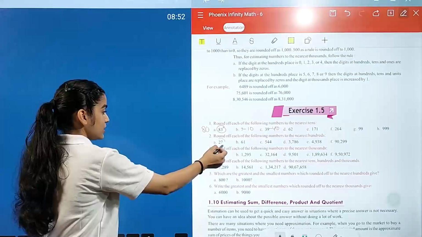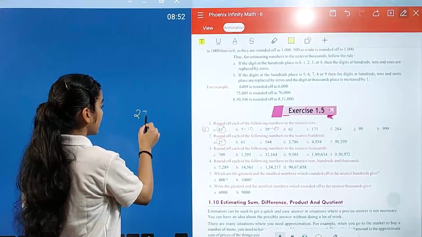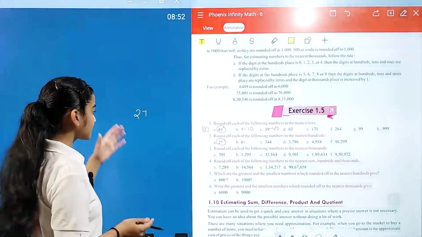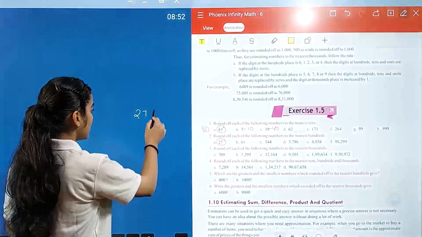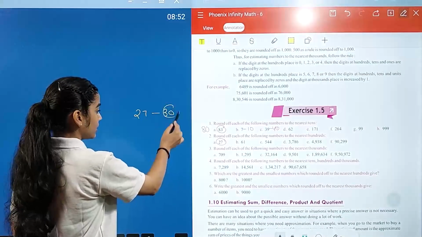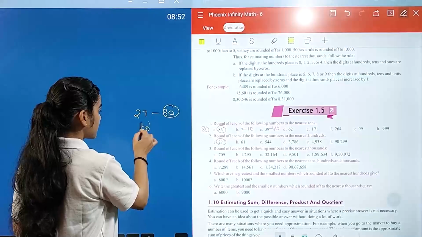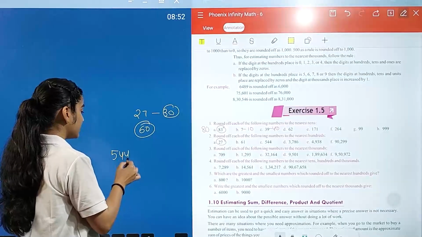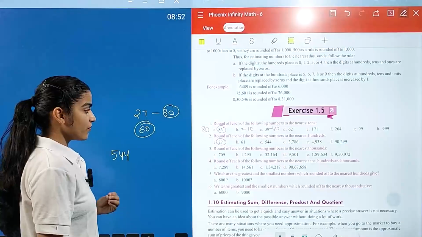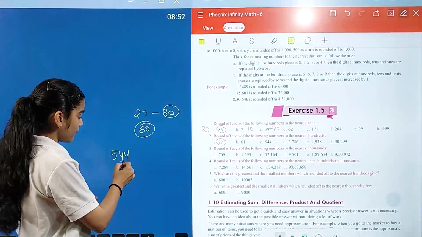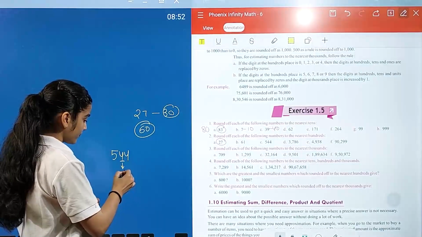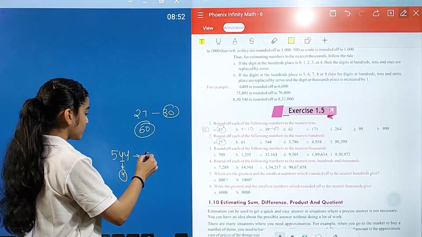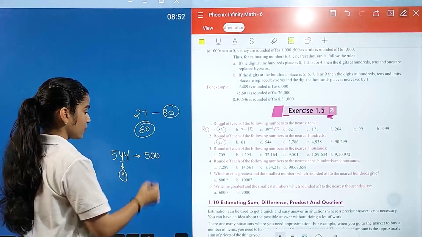We have 27. So 27 will lie between, at the tens place first, 20 and 30. So it would be 30. This would be 60. 544. Now you have to follow the rules we learnt in the above section. So in 544, in the tens place we have 4. Right? So according to that, your tens and ones place should be replaced with 0.